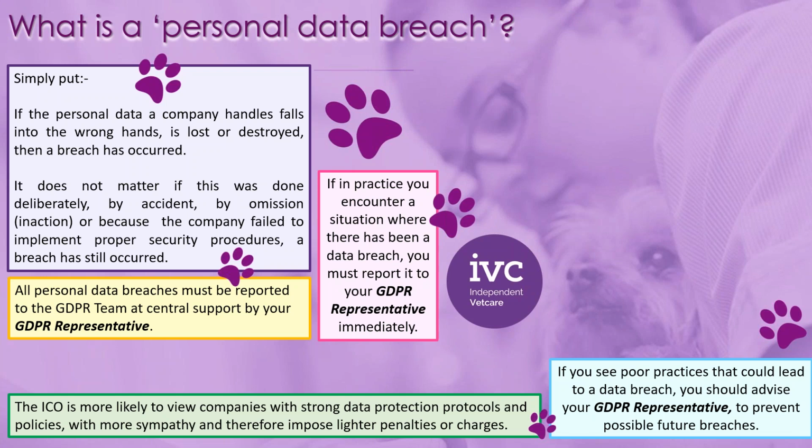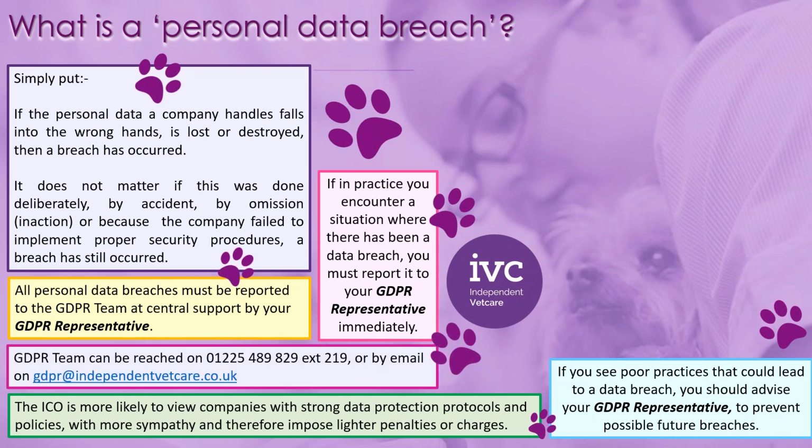If for whatever reason you're unsure on how to do that, or the GDPR representative is unsure, then they should get in contact with the GDPR team at Central Support. The GDPR Central team would be happy to assist your GDPR representative and practice manager in improving their security procedures. You can contact the Central Support GDPR team on 01225 489 829 extension 219 or by email on gdpr@independentvetcare.co.uk.